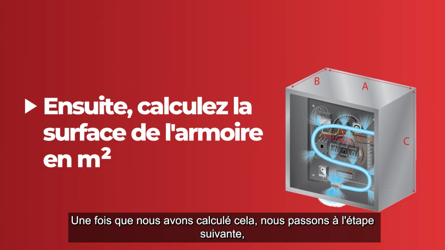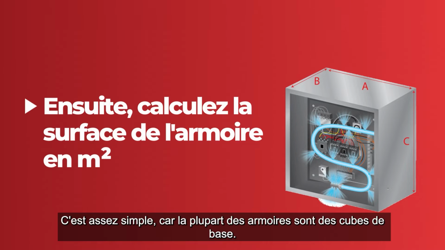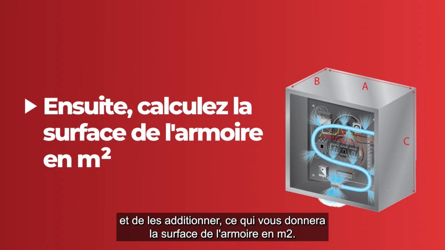Once we work that out, next we need to calculate the surface area of the cabinet. This is pretty straightforward, as most cabinets are basic cuboids. So you just do the surface area of all of the parts of the cabinet, add them up, and that will give you your surface area of the cabinet in meters squared.